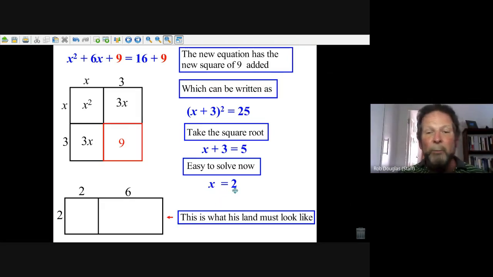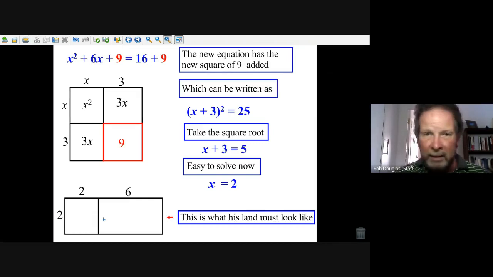But now we can go back to our original question, and we know what this little square at the end is. It must be 2 by 2. And what does it add up to? 16? I think it does, because it's 2 times 2 plus 6 is 8. 2 times 8 is 16 square meters. So that solves the problem we were trying to do in the first place.